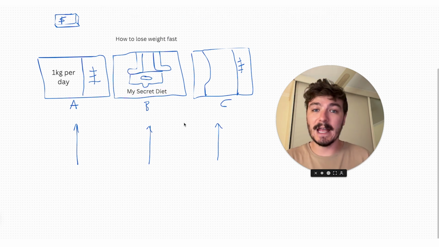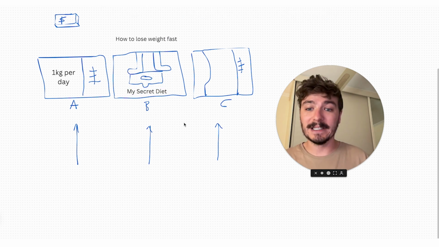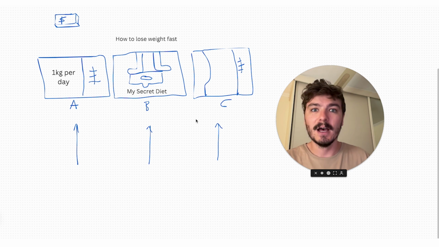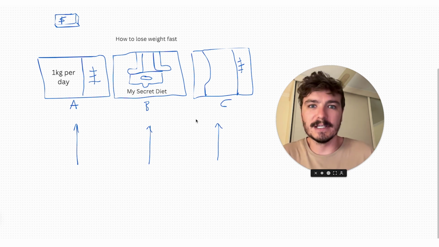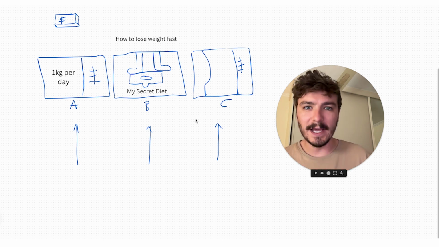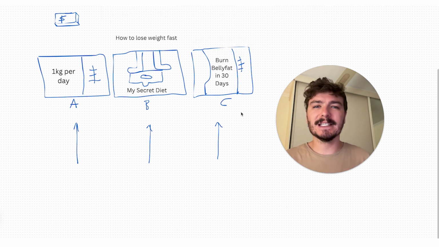If I see someone standing on a scale and the numbers are going down and I see my secret diet, now I have a question. What's this secret diet? I need to know because I want to lose weight. Or maybe something like burn belly fat in 30 days. So now my question is, what's happening in these 30 days? What am I doing in these 30 days?